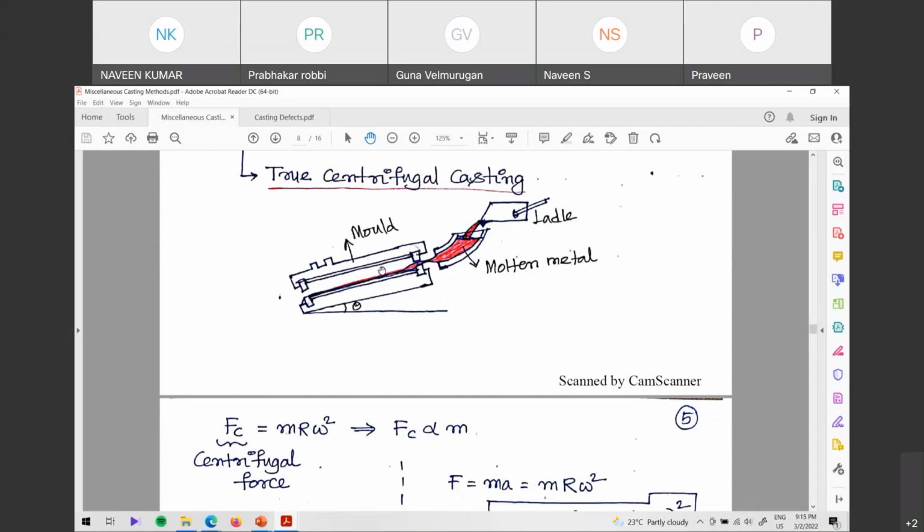All the good density material will be away from the center, and light density impurities will be towards the center, and the material towards the center we can remove by using some boring operation, whatever it is. And also the strength is very high because you are rotating, and the cooling gradient also is very high. Because of that, a tough, mostly hard microstructure is formed on the surface of the wall.